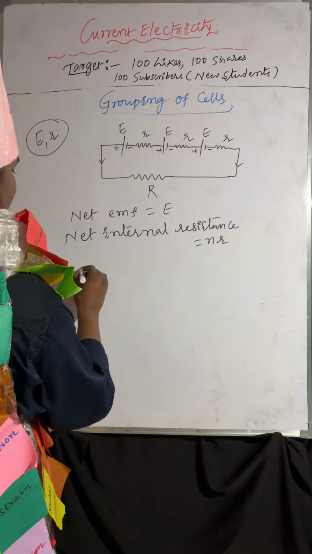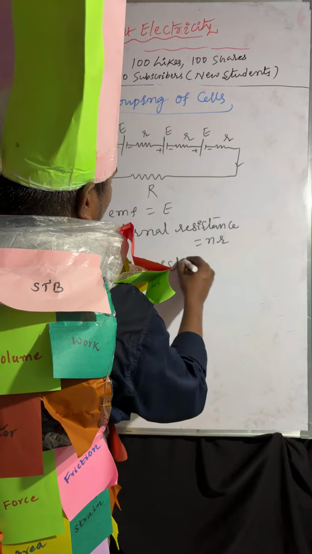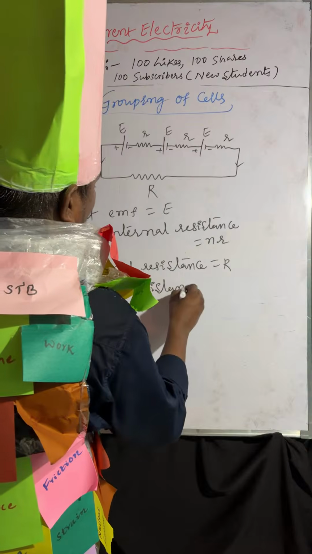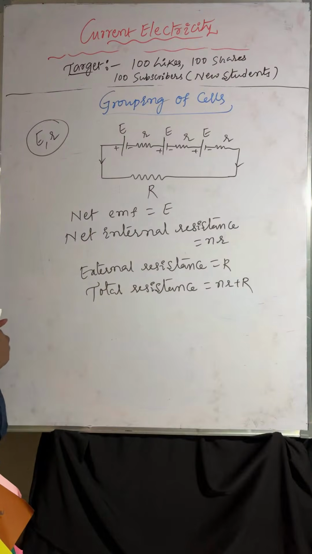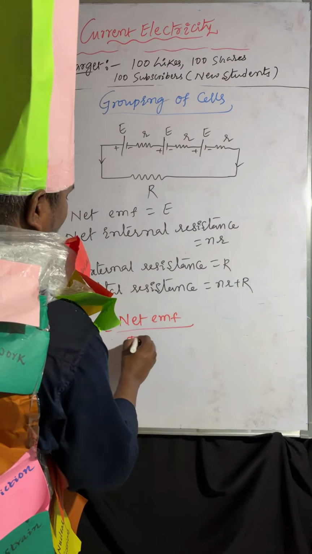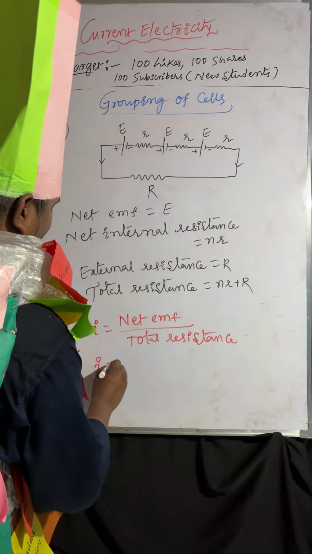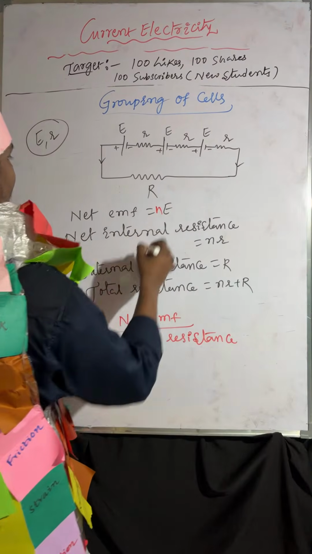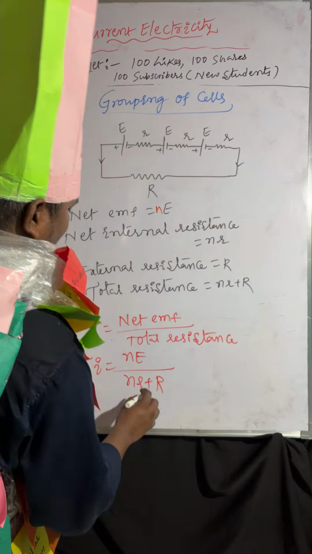So total external resistance is R. External resistance is capital R. Total resistance is NR plus capital R. Then current I equal to net EMF by net total resistance. So that is nothing but I equal to NE by NR plus R.